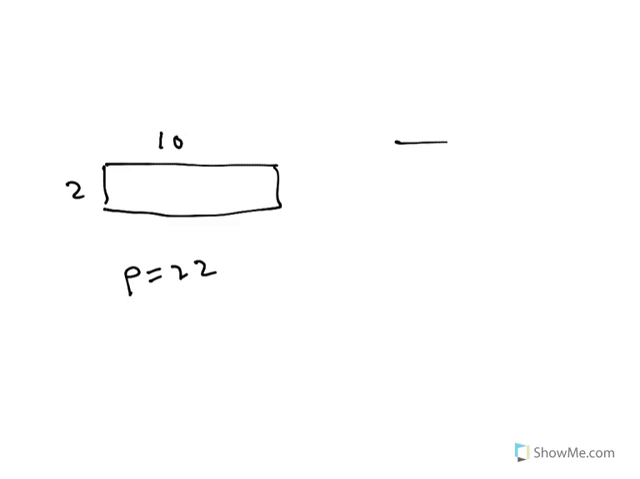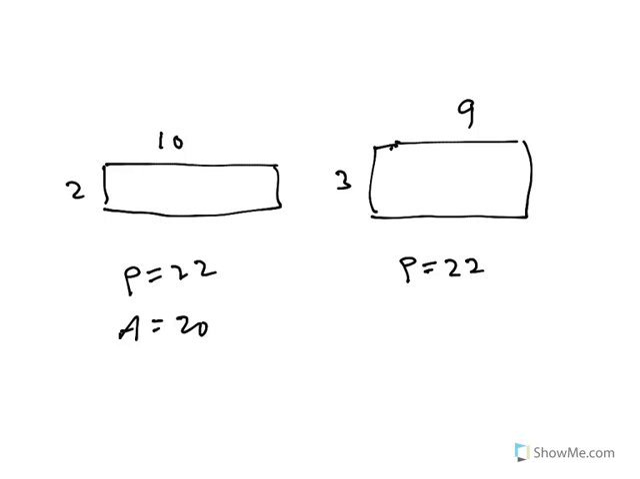Funny thing about rectangles, if I take my 2 by 10 rectangle that has perimeter 22, and I take my 9 by 3 rectangle, which has perimeter 22, an interesting question is, must these two rectangles have the same area? And the answer is no. In this case, it's 20. In this case, it's 27. So that's kind of puzzling.